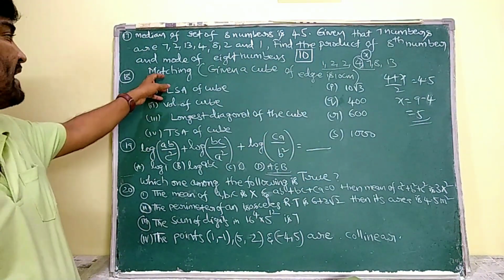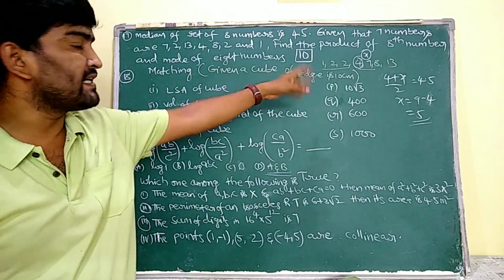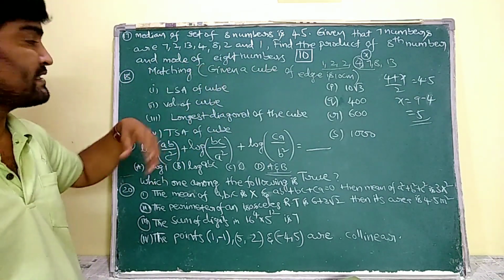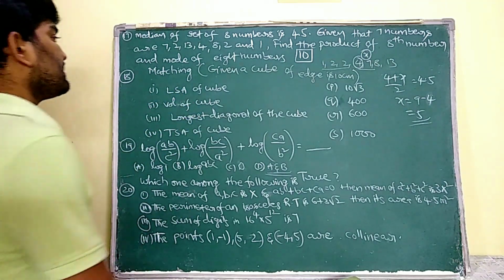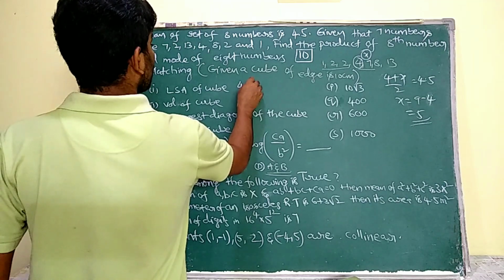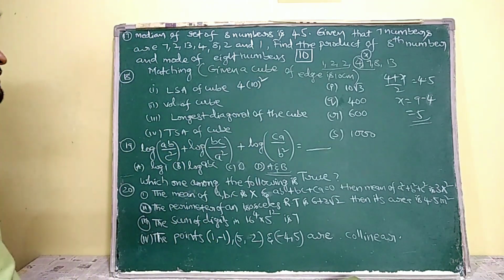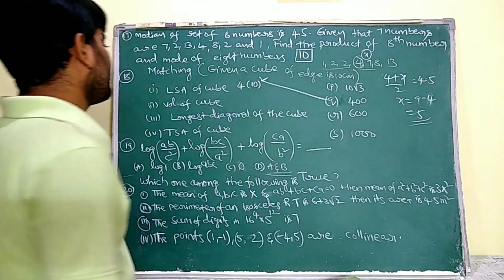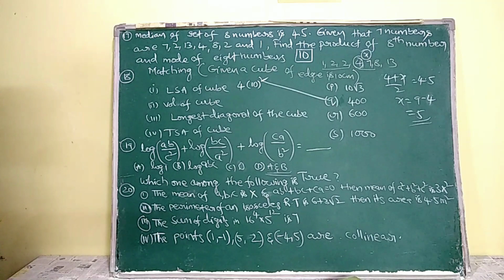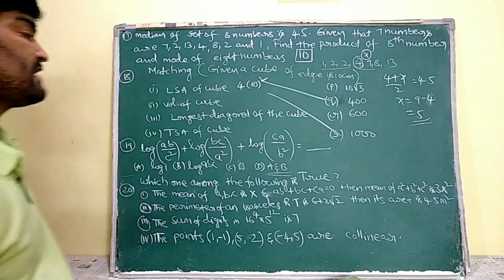Okay, now matching. See ma, given a cube of edge 10 centimeters, we have to match all these. LSA of a cube means 4 into side square, that is edge square. 4 into 10 square, that is 100 into 4, that is 400 centimeters square. Volume of the cube, we know, is a cube, that is 10 cube, which means 1000.